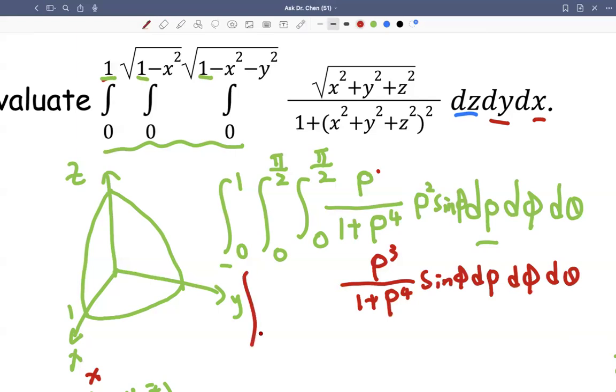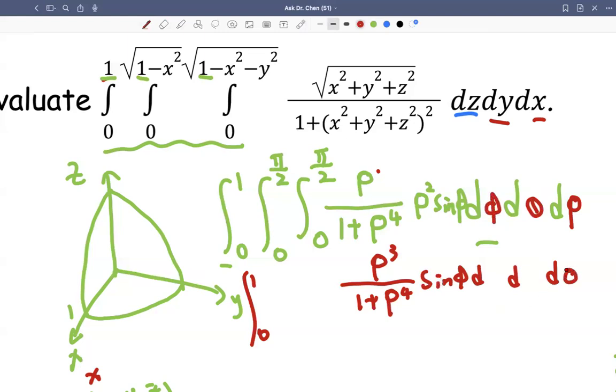So let's just rewrite this. I wrote this in the wrong order, because my outside layer I want to be rho. So this is d rho. And the second layer, let's call it d theta. And this layer, let's call it d phi, right?